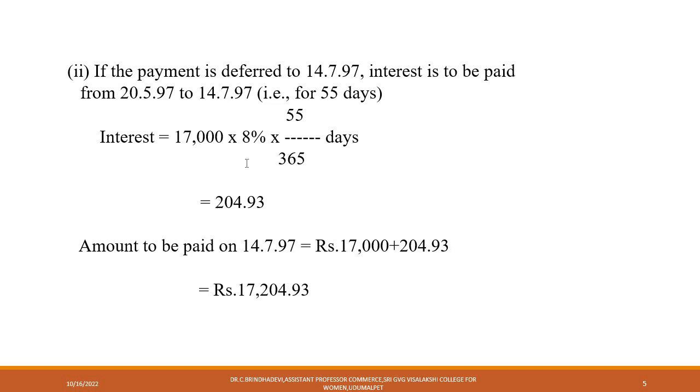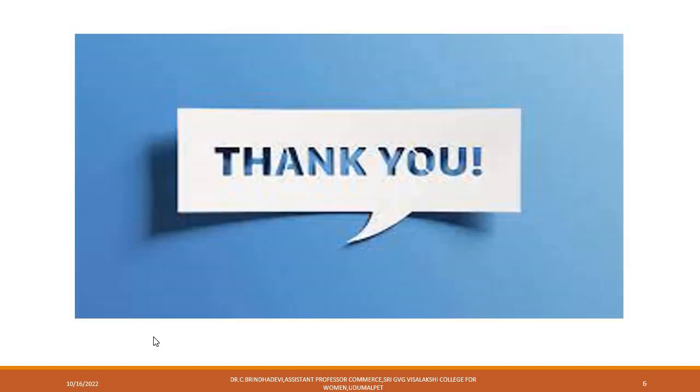With this, we were able to find the amount 204.93. So it has to be added to the total amount. What is the total amount? The total amount is 17,000 plus 204.93. So the actual amount to be paid on 14th July is 17,204.93.